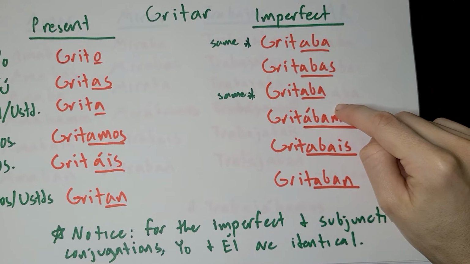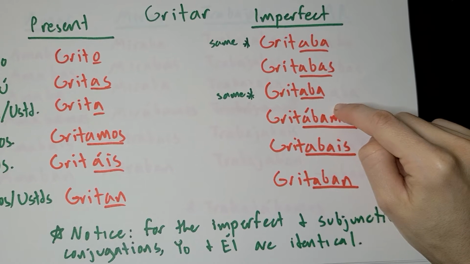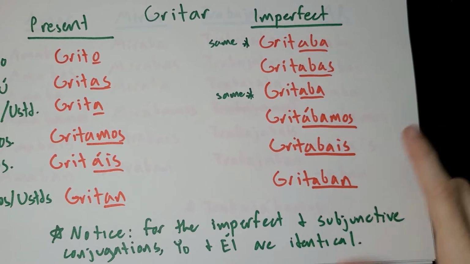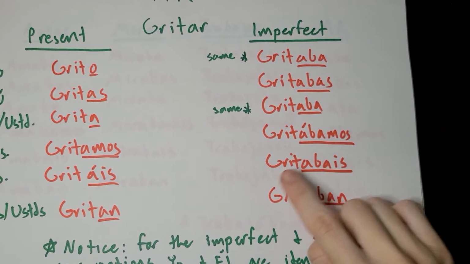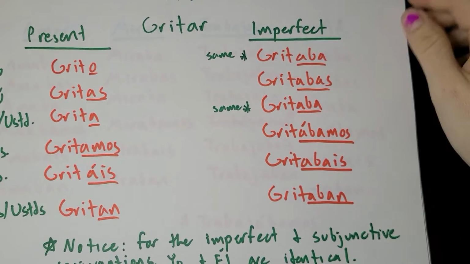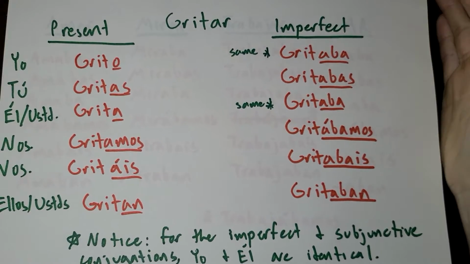Now you may ask, how am I supposed to know which one the person means? Context. It's the same thing in English. Sometimes in English a word can mean different things. You can figure it out by context. And if it's a situation where you can't, you can ask that person which one they mean. Okay. Nosotros gritábamos. Vosotros gritabais. Ellos gritaban.